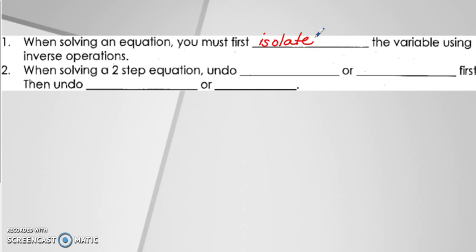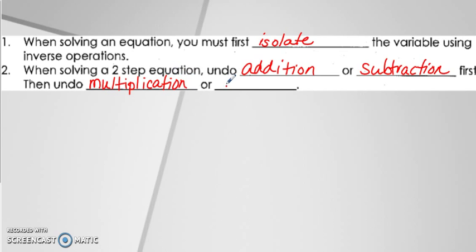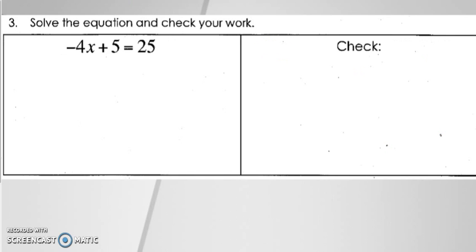When solving a two-step equation, the first thing that we will undo will be addition or subtraction. The second thing that we will do is the multiplication or division. Essentially, we are doing the order of operations in reverse because we have an unknown as part of the problem. So let's solve this equation and then we will check our work.